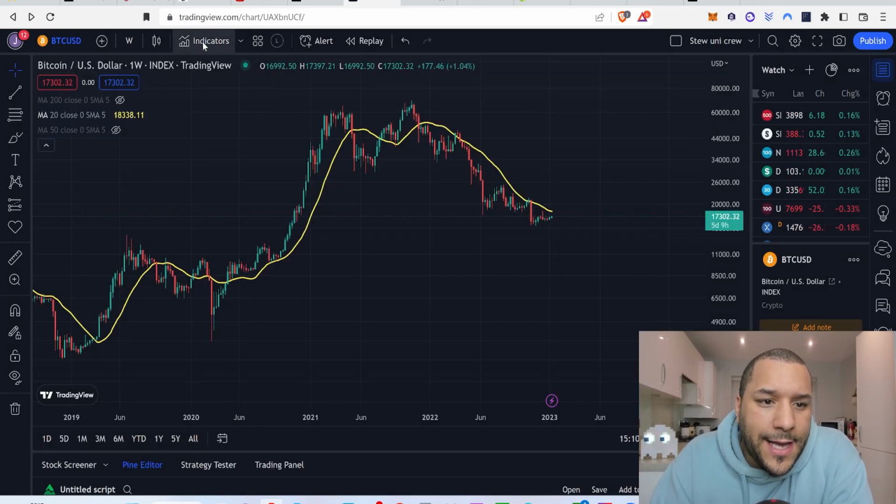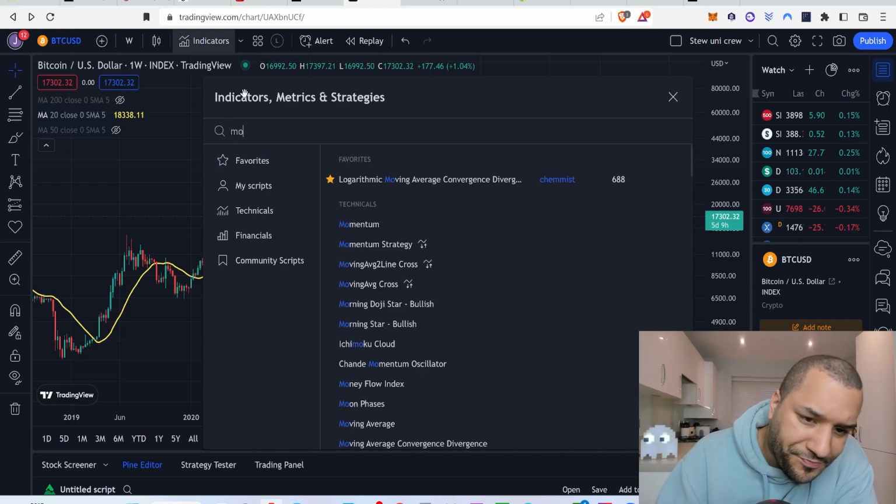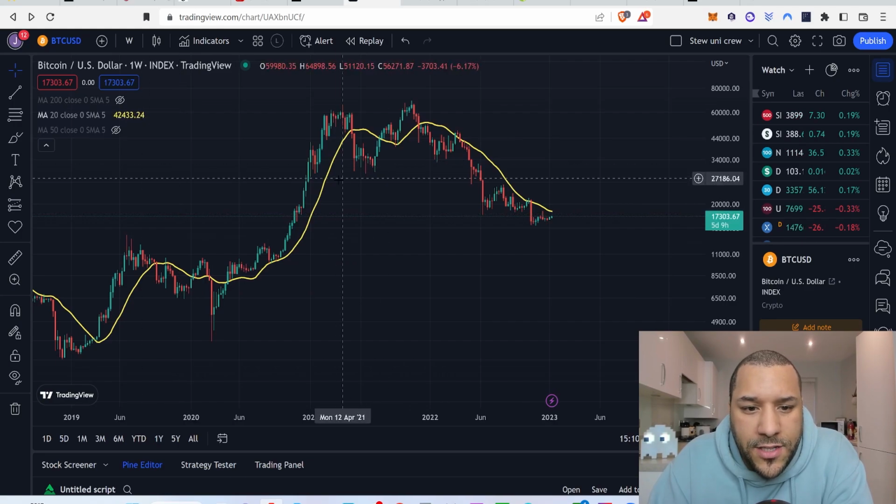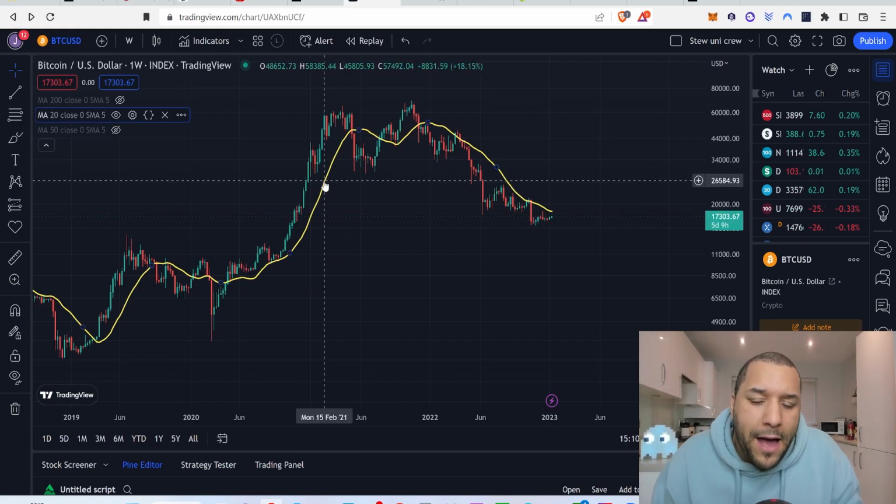And then obviously you can click on indicators, type moving average, and then you can grab it up, right? So moving average right here. And then you just change this to 20, because this 20 moving average is quite a powerful line.